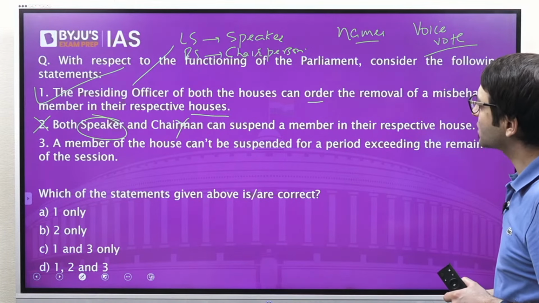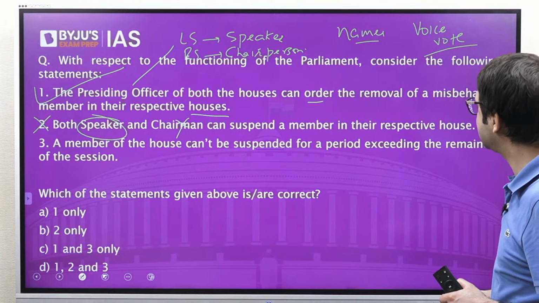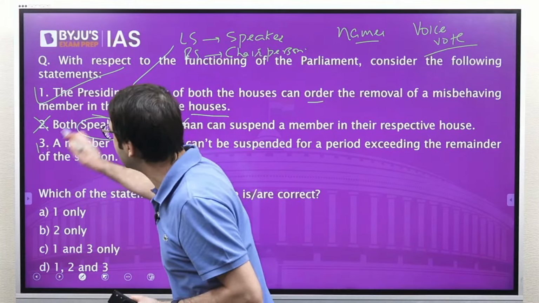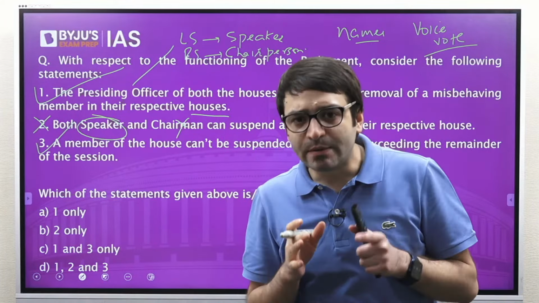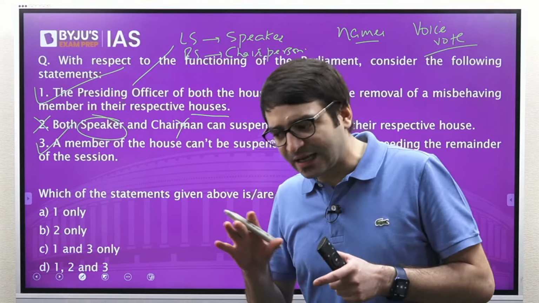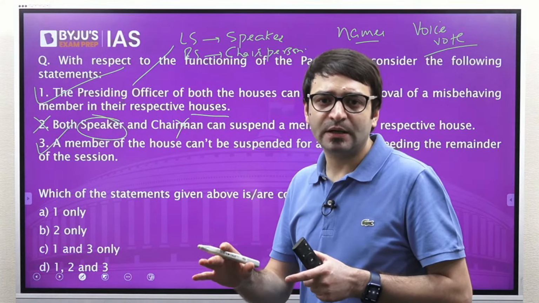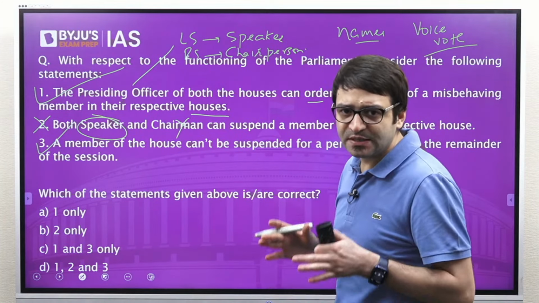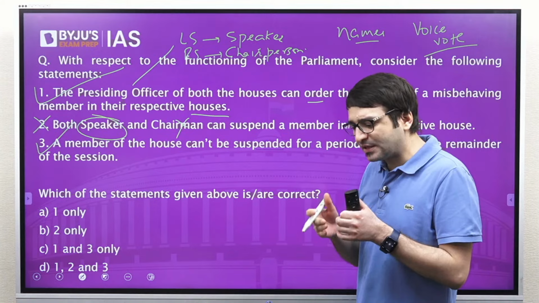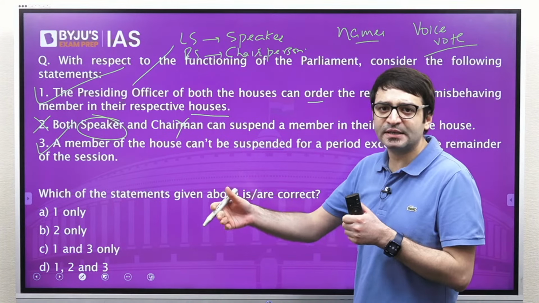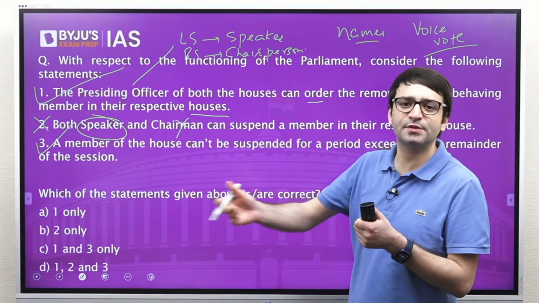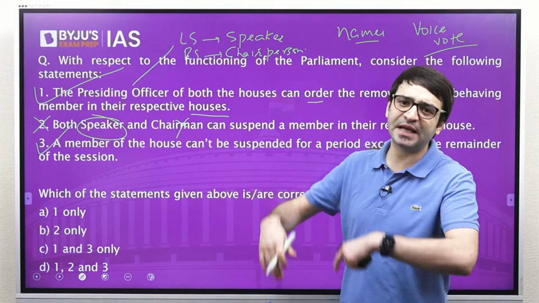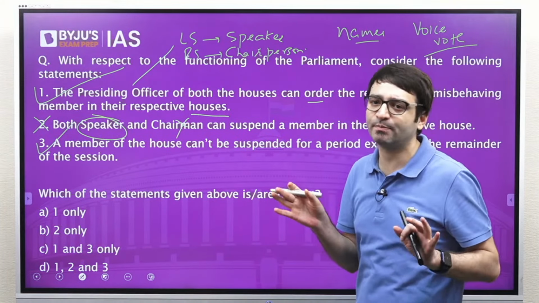A member of the House can't be suspended for a period exceeding the remainder of the session. This is correct. If I'm a misbehaving MP, I can be suspended from the parliament, but for a maximum period of the remainder of the session. Which means if the budget session continues for another 10 days, the maximum I can be suspended is for these 10 days. After that, in the next session, I will have to come back to the parliament.